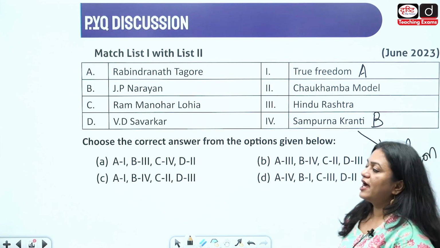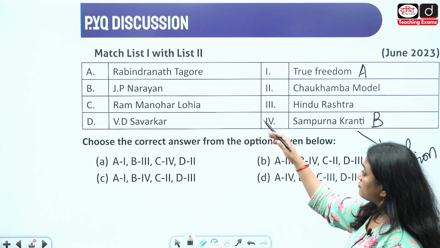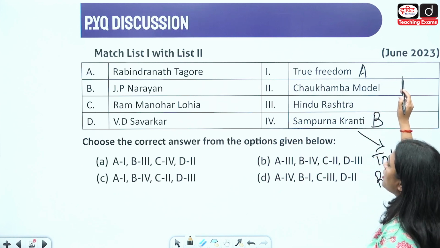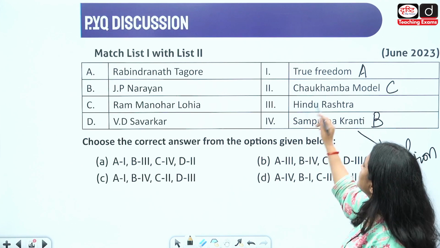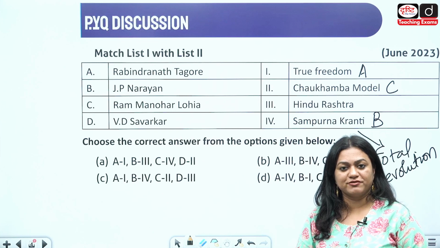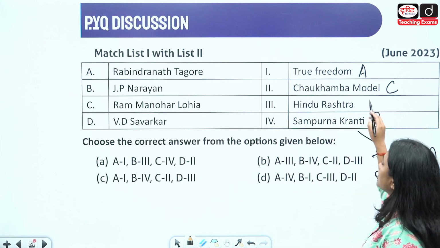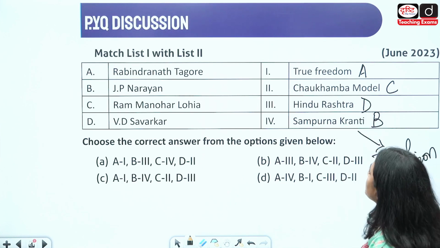Next, we have Ram Manohar Lohia, a famous socialist leader from our country. Ram Manohar Lohia is associated with his idea of the Chaukamba model. So C is with 2. Then we have V.D. Savarkar, a famous revolutionary. V.D. Savarkar is associated with the idea of Hindu Rashtra. So that is D.